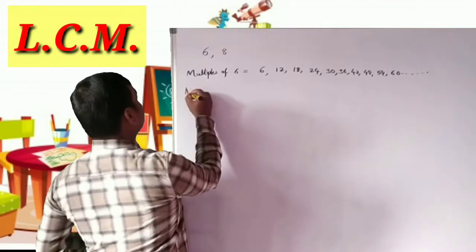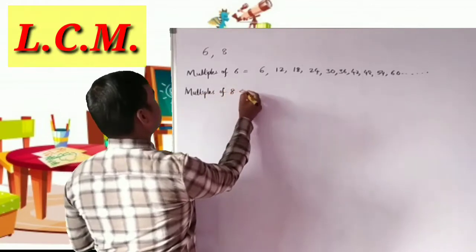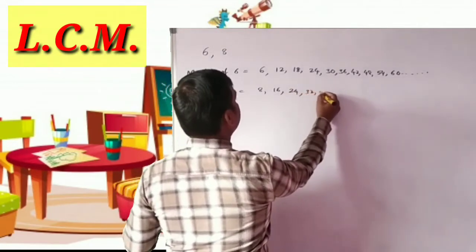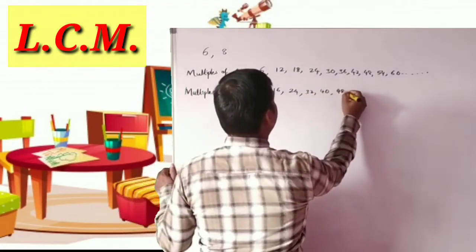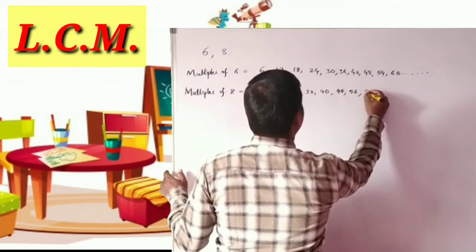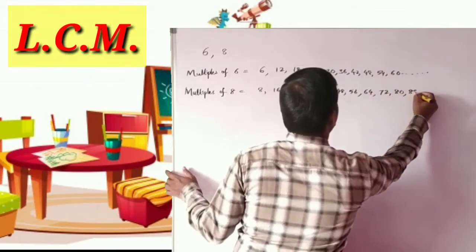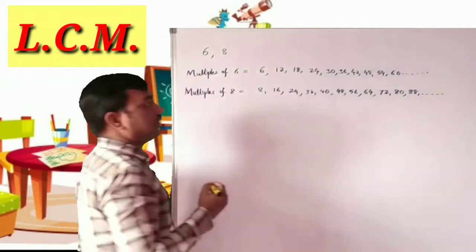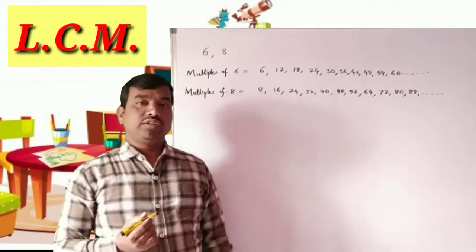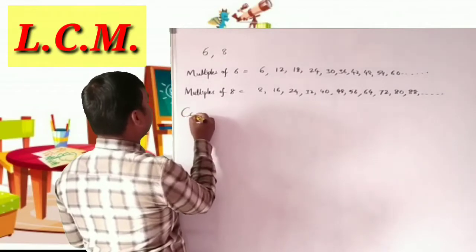Next, multiples of 8. 8, 16, 24, 32, 40, 48, 56, 8 7s are 56, 8 8s are 64, 72, 80, 88, like this we have to write. There is no end to writing multiples. Okay, so write common multiples.